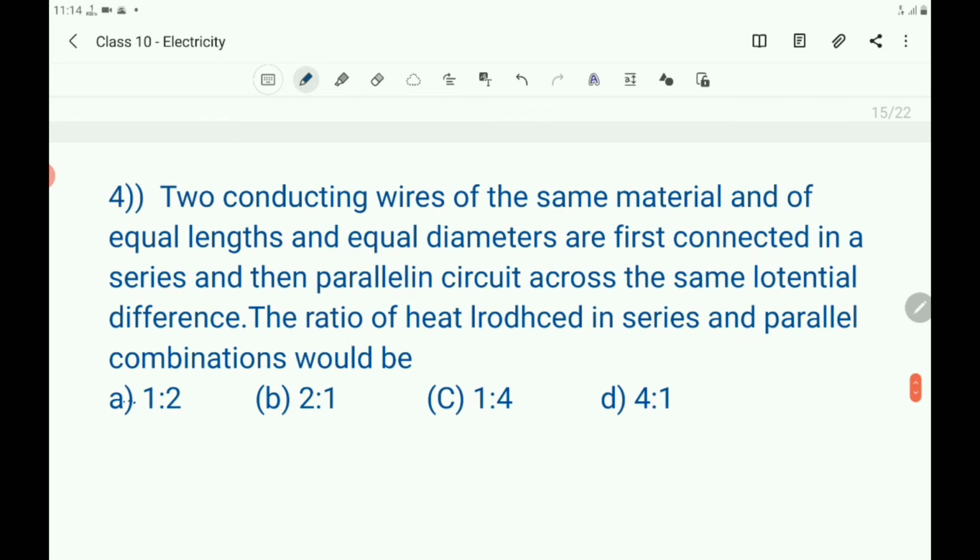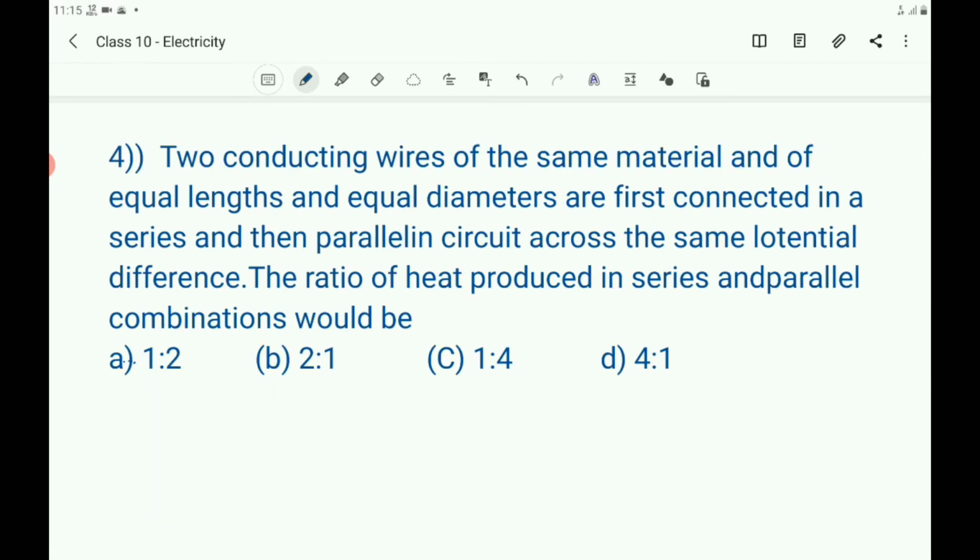Next you take two conducting wires of the same material and of equal lengths and equal diameters are first connected in series and then parallel in a circuit across the same potential difference. The ratio of heat produced in series and parallel combination would be: two identical wires are first connected in series and then in parallel to a source of supply.